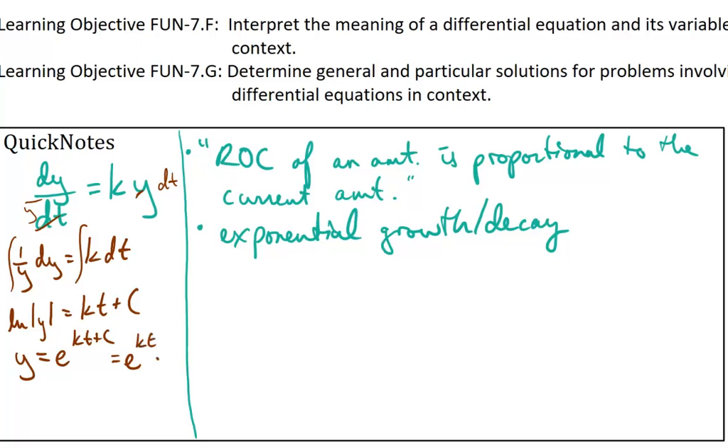Anyway, we have y equals e to the kt plus c, which is also e to the kt times e to the c, which is also, doing one more algebra step, e to any constant is still a constant, so that's just another c, and I'm going to move that to the front. So c e to the kt. Okay, this should look a little bit familiar.